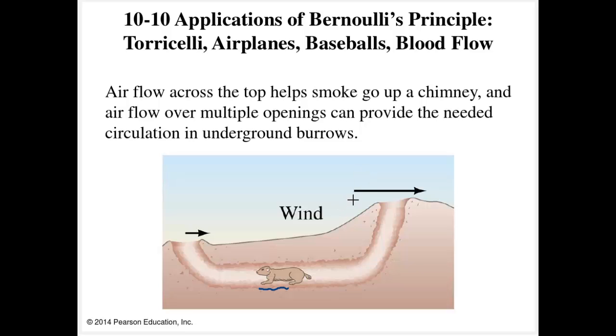Here we have the wind a little bit higher up the hill. It's going faster, so we're going to have lower pressure, because we know that pressure and velocity are going to add up to more or less be a constant. Here we're going to have a lower velocity, so we're going to have a much higher pressure. So the air is going to flow from regions of higher pressure to regions of lower pressure, bringing fresh air to our gopher, who is now quite happy with us.